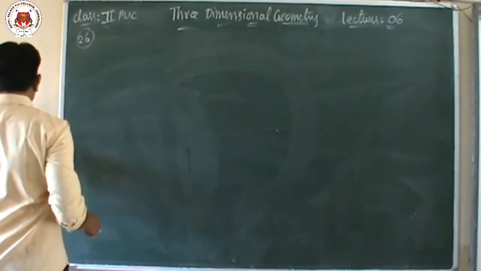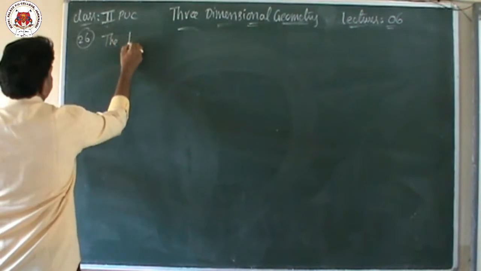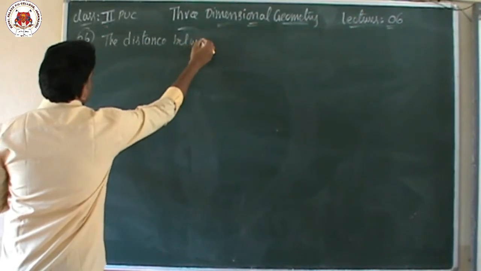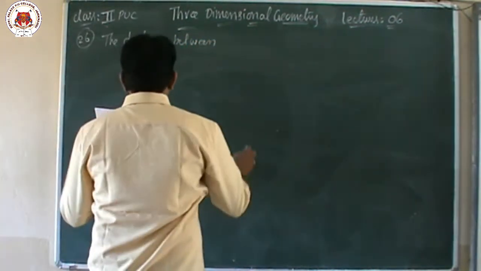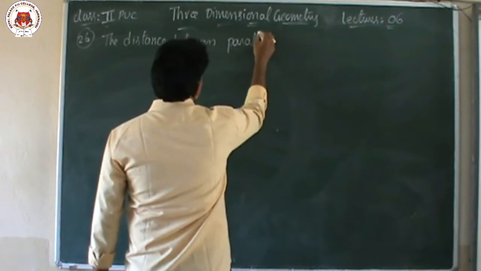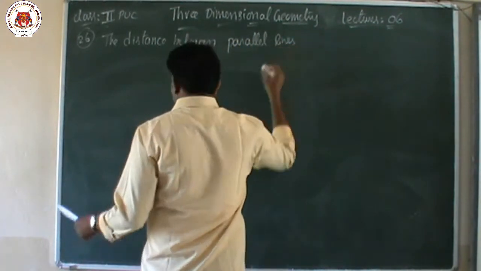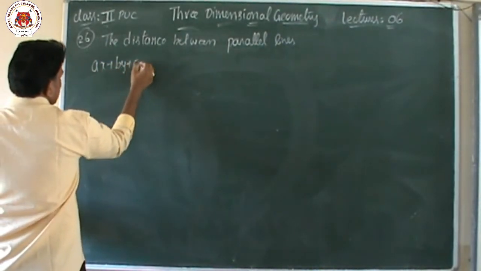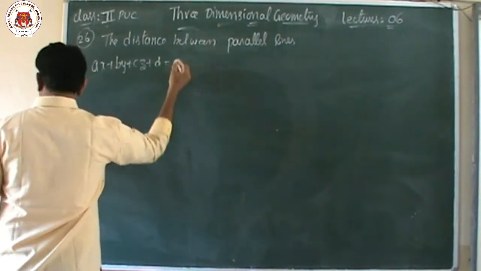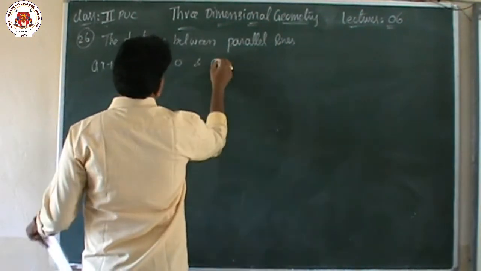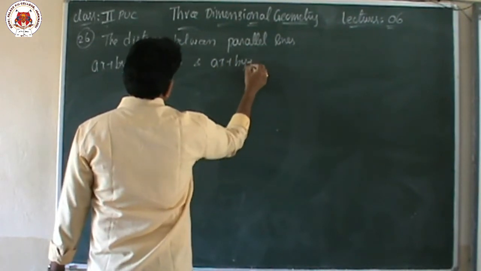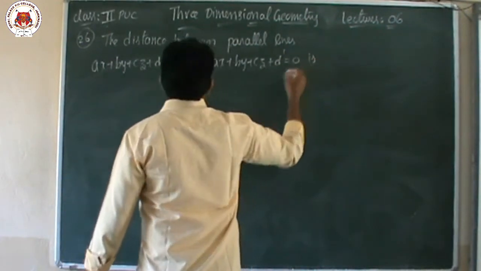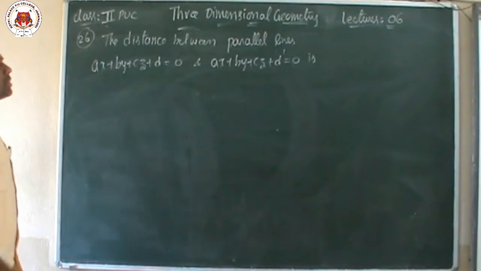Now today, the 26th bit: the distance between parallel lines. The distance between the parallel planes Ax + By + Cz + D = 0 and Ax + By + Cz + D' = 0 is the question. He is asking the distance between two parallel planes.